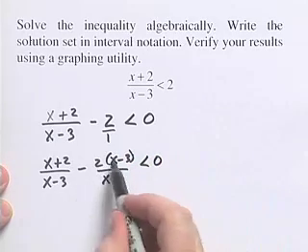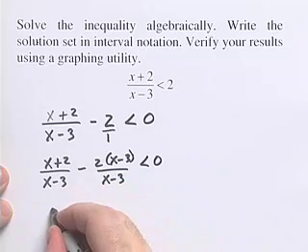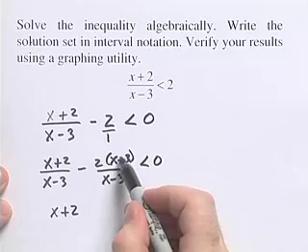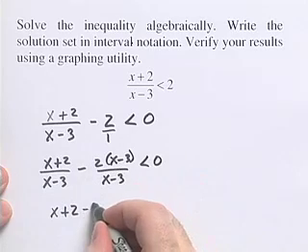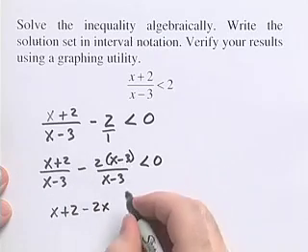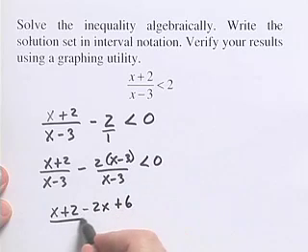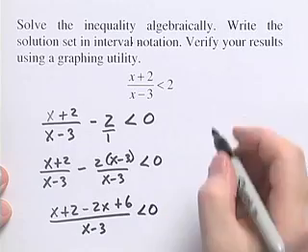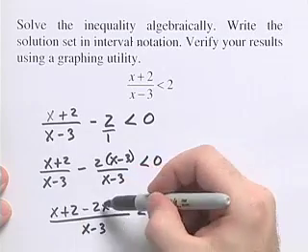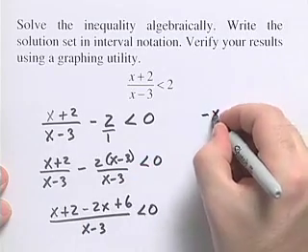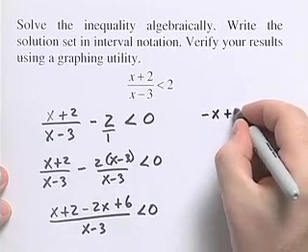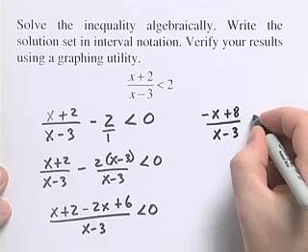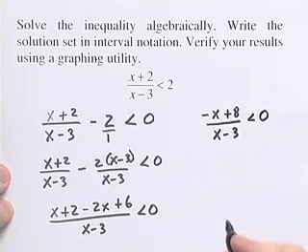Since we have our common denominator, we can combine our numerators. We'll have x plus 2. We're going to do a couple of things here. We're going to distribute our negative and also the 2 at the same time. So we're going to have minus 2x, then negative 2 times negative 3 gives us plus 6 over x minus 3, and that's going to be less than 0. I want to clean this up. x minus 2x gives us a negative x. 2 plus 6 is plus 8. That's divided by x minus 3, and we want that to be less than 0.